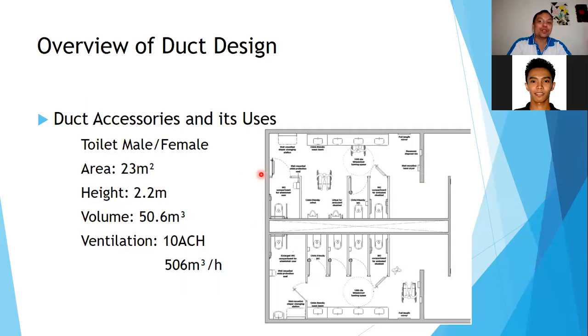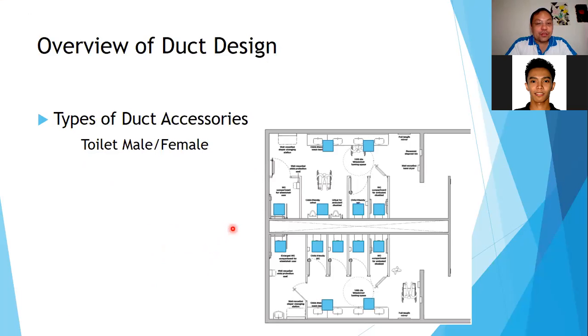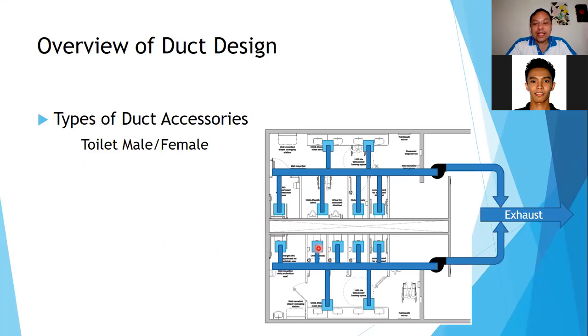Another example, this one an example of a toilet. So toilet, assuming 506 cubic meter per hour, ventilation of air is 10 air change per hour. This 10 air change per hour was discussed in our second ACMV series, overview of ventilation calculation. So based on our calculation, we've put strategic places where the exhaust grills or your terminal units will be placed.